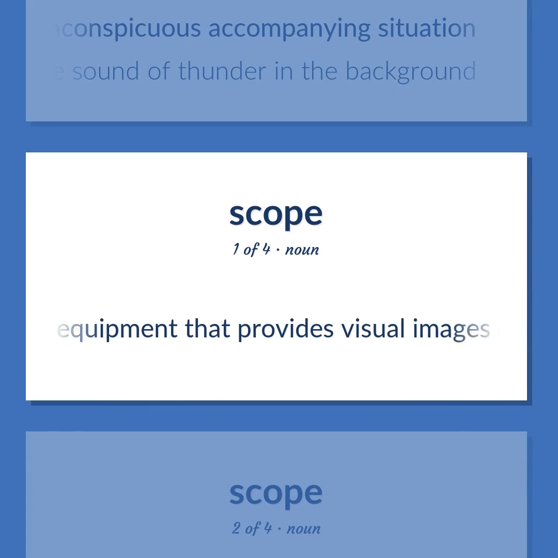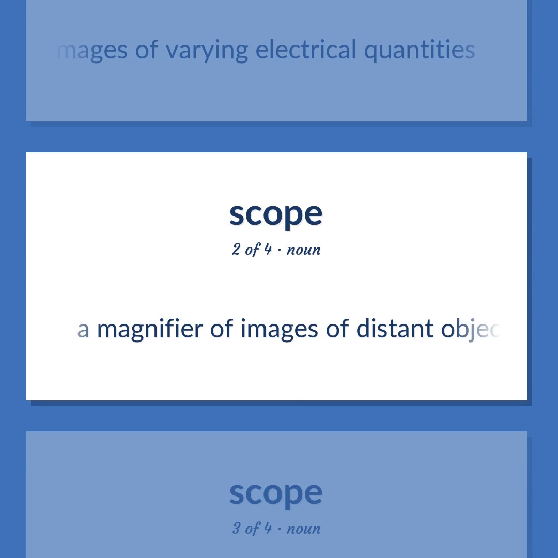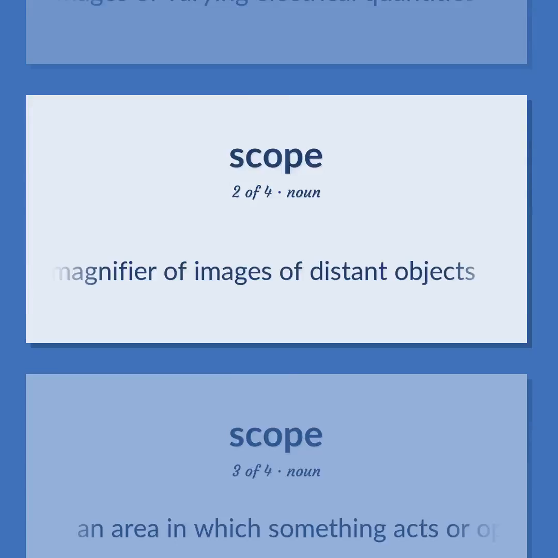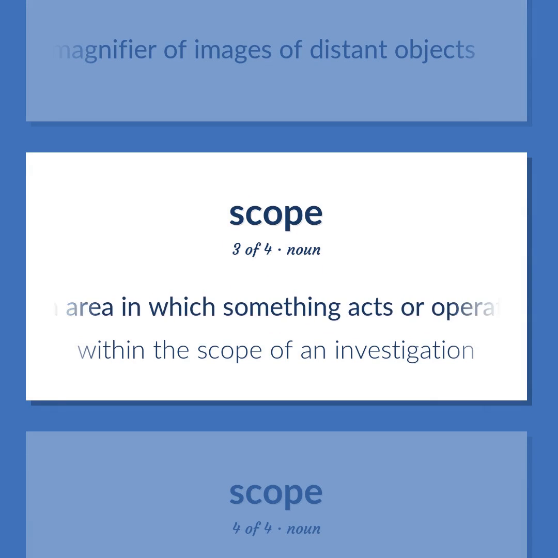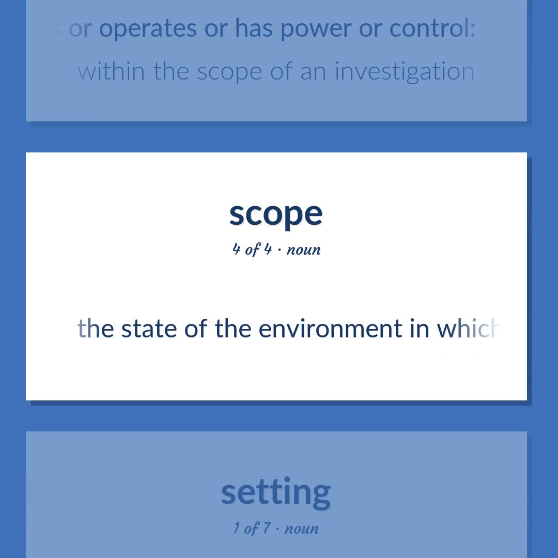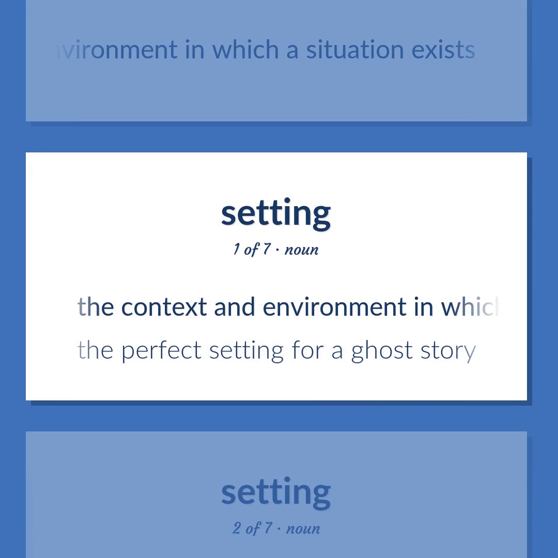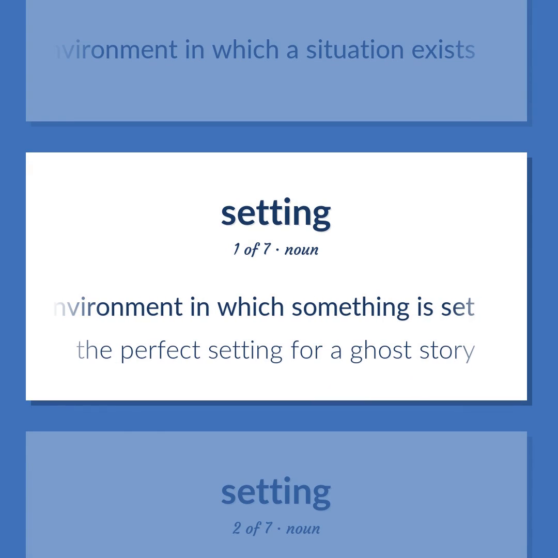Electronic equipment that provides visual images of varying electrical quantities. A magnifier of images of distant objects. An area in which something acts or operates or has power or control. Within the scope of an investigation. The state of the environment in which a situation exists. The context and environment in which something is set. The perfect setting for a ghost story.